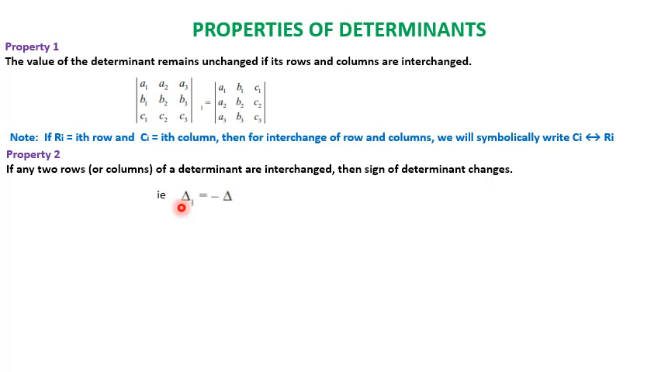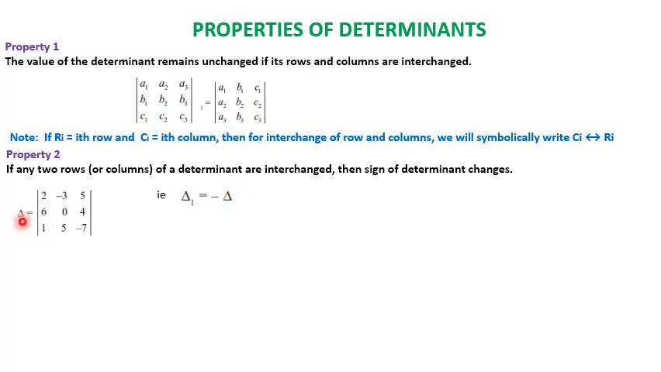That is delta 1. This is a representation of determinant value. Delta 1 is equal to minus delta. If delta is a determinant and delta 1 is another determinant, by interchanging a row and a column, one row and one column, then the value of new determinant delta 1 will be same as negative of the original determinant, that is minus delta.